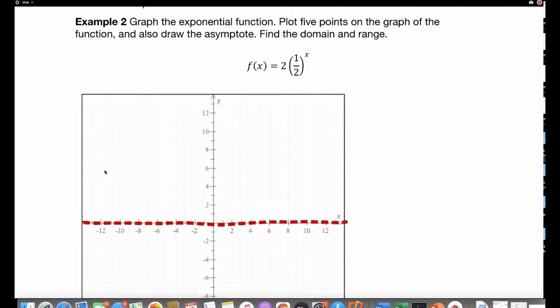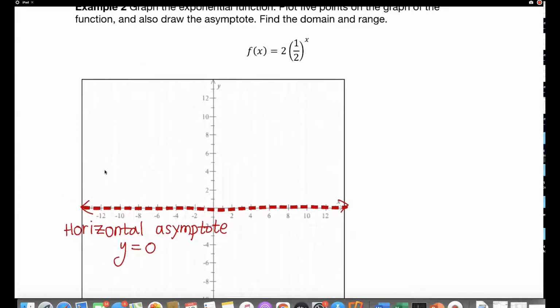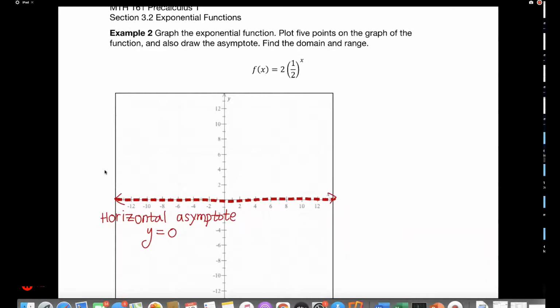Okay, so let's go ahead and write this down. This is the horizontal asymptote at y equals 0, because there is no vertical translation. It did not move up or down, so it has that default horizontal asymptote at y equals 0.